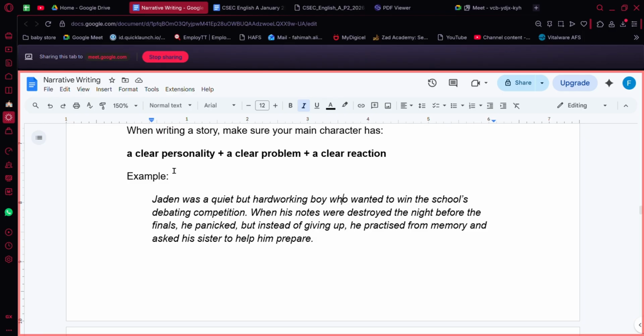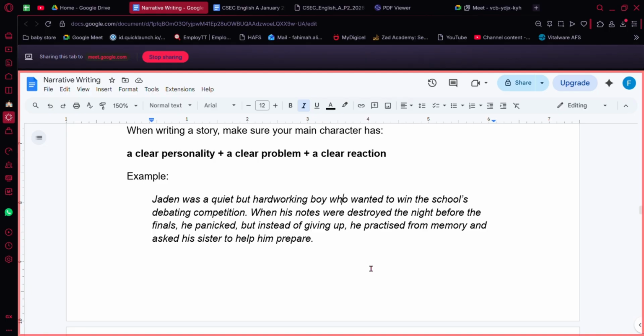Instead of continuing to cry and stress and just say, done away with the exam, done away with the debating competition, he decided he would practice from memory the debate that he had. And he also asked his sister to help him. So he is hardworking in the sense that he didn't let losing the notes falter him. He put things in place to do his best still.